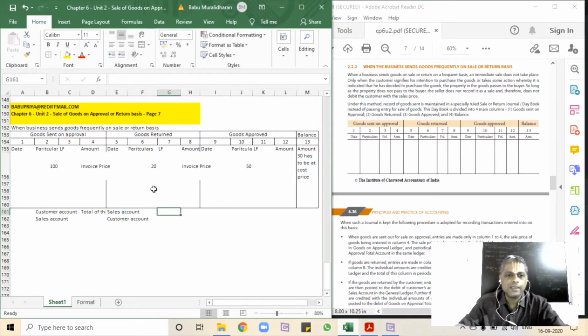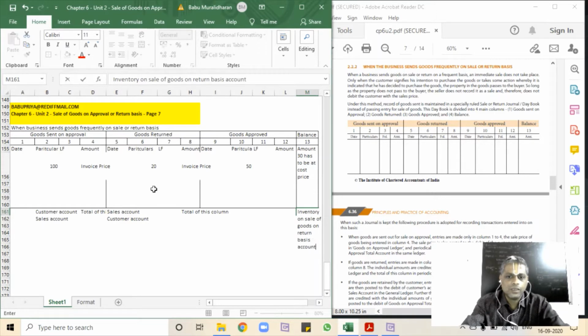And again at the total of the column. And then goods approved, no need for a separate entry, because this minus this is equal to approved, normally minus inventory, right? So this entry has to be processed for inventory on sale of goods on return basis.